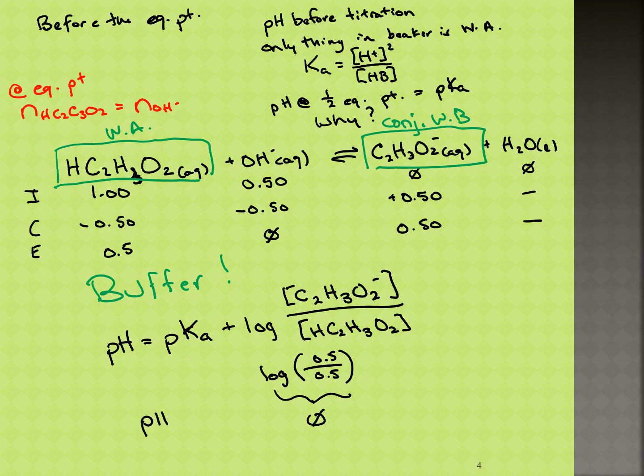So the pH is equal to the pKa plus 0, at halfway to the equivalence point. That is why we get that value. So you don't have to run through this every single time if you just know that for a weak acid, strong base, halfway to the equivalence point, the pH is equal to the pKa. But we've proven why that is.